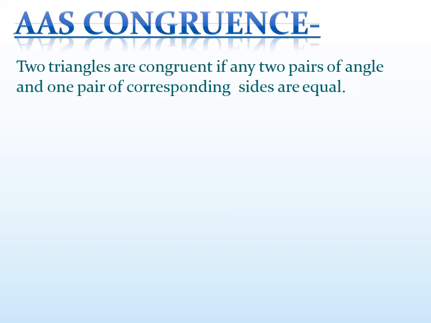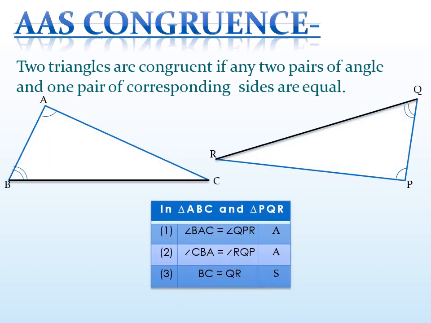Next, AAS congruency. Two triangles are congruent if any two pairs of angles and one pair of corresponding sides are equal. This one is quite flexible. It says that you can choose any two pairs of angles. It can be these two, it can be these two, any two, and one pair of corresponding sides.